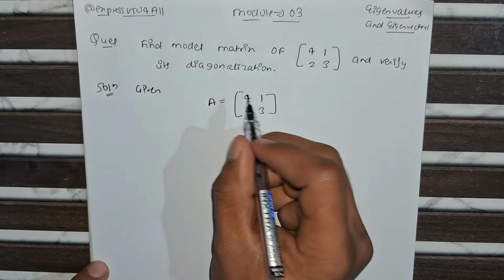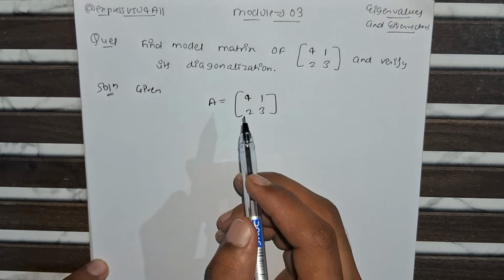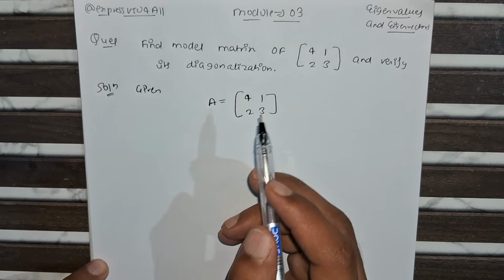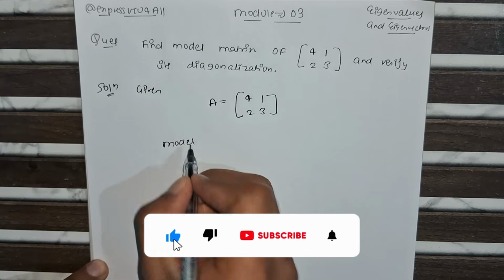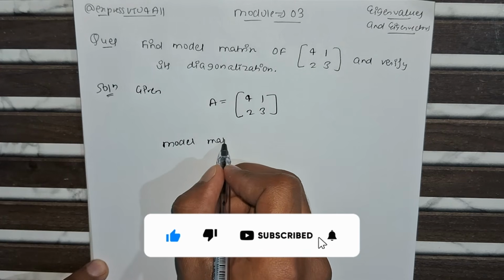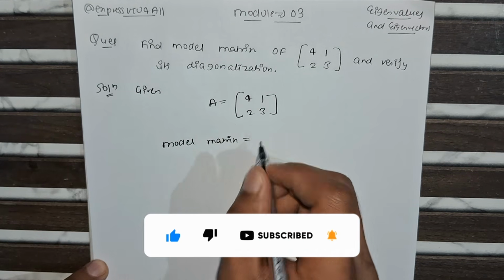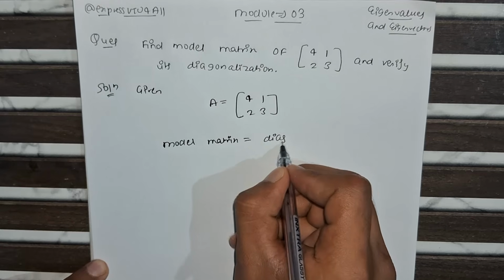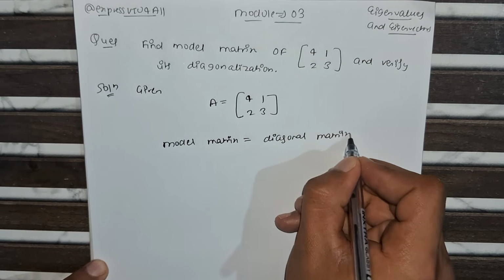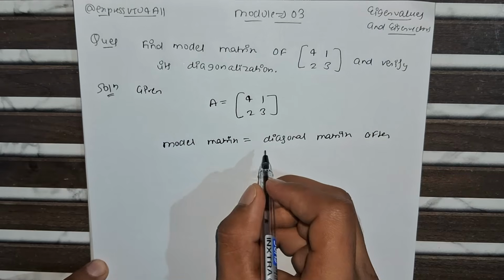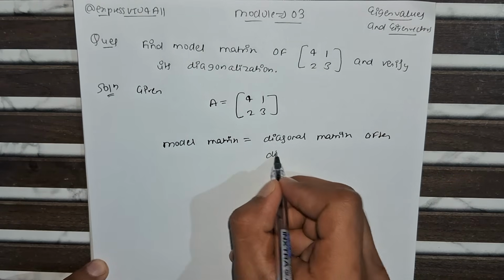Now first we understand what is a modal matrix. Modal matrix equals the diagonal matrix obtained after diagonalization. So we can say that modal matrix equals diagonal matrix after diagonalization.